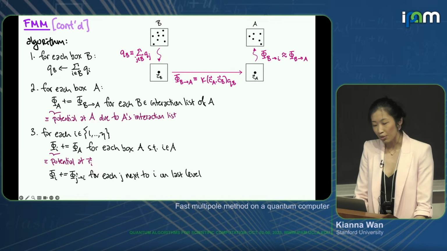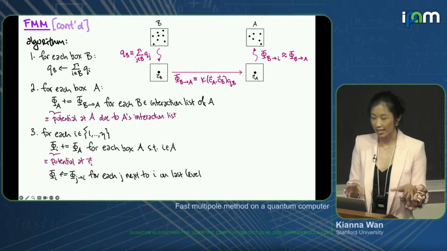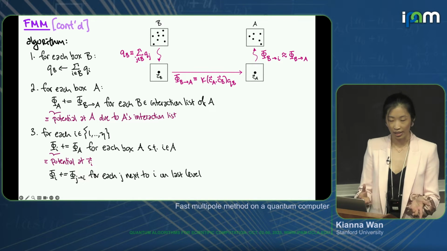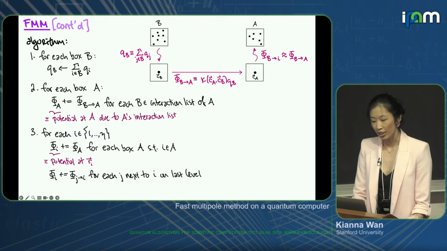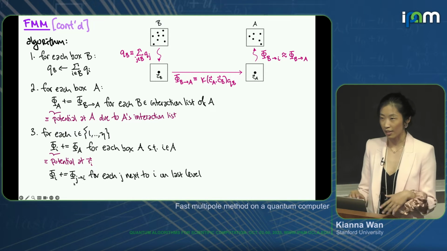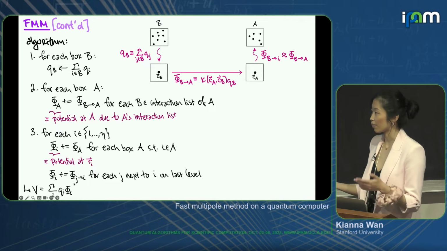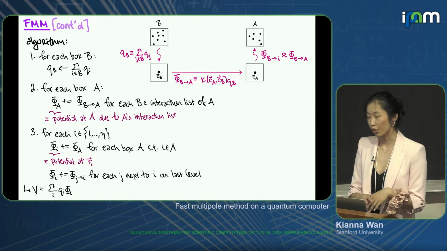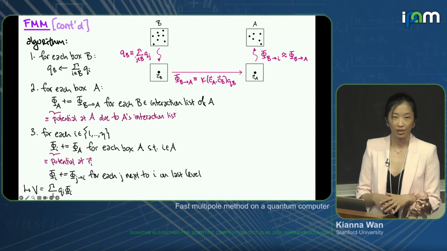So this only leaves out the contribution from the particles that are direct neighbors of A at the level of our grid, because the interaction lists never contain nearest neighbors. So in this last step, we just add in all these remaining contributions. And then once we've computed the potential phi sub I for all of the particles, we can use these to get the total potential energy V.